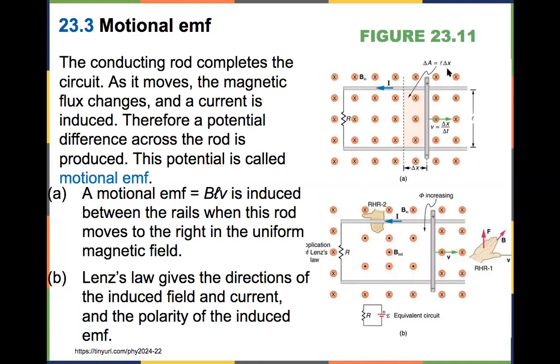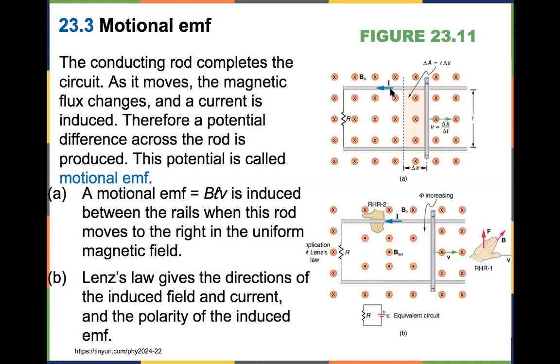Then you can see that magnetic flux is defined as B times A times cosine theta. In this configuration, theta should be equal to 0, so it will be just B times A. B is not changing, but in this case A is changing, so that's delta A. So the overall magnetic flux, phi, should be changing. If there's a change in magnetic flux, then there will be an induced current in the circuit.